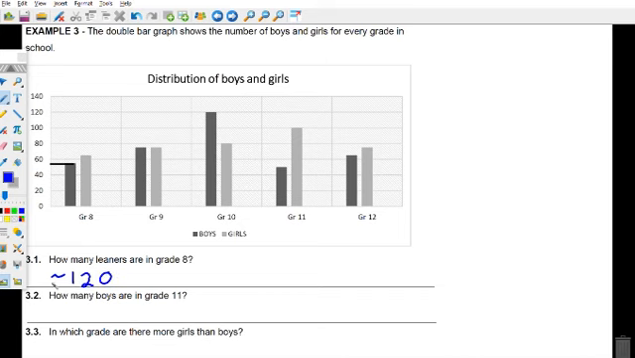so about 120. Okay, how many boys are in grade 11? So here it is, it's around in the middle, so I'm going to say there's about 50 boys in grade 11. Which grade is there more girls than boys? It is grade 8, grade 11 and grade 12.